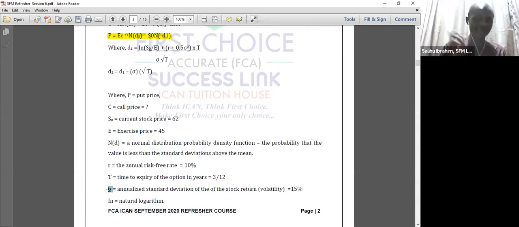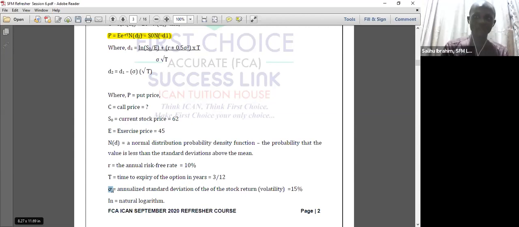We discussed volatility yesterday, if you could remember. Standard deviation, where I told you the standard deviation is what? It's a measure of dispersion. That is the degree that your actual figure will be different from your estimated figure. Okay, that is what our standard deviation measures.